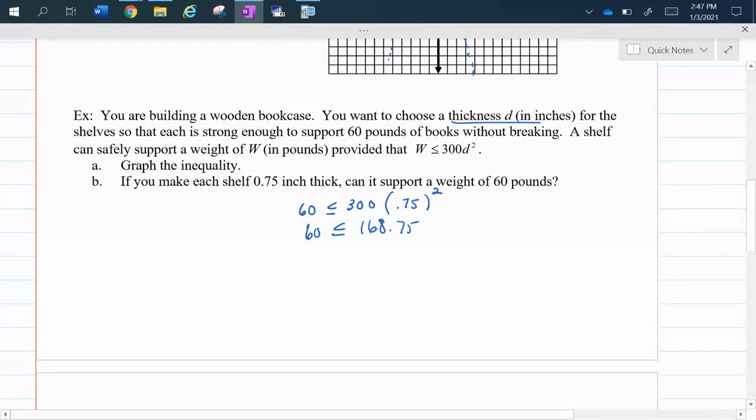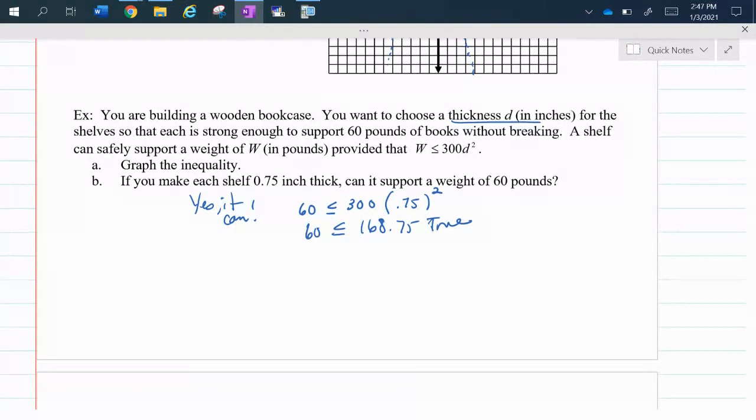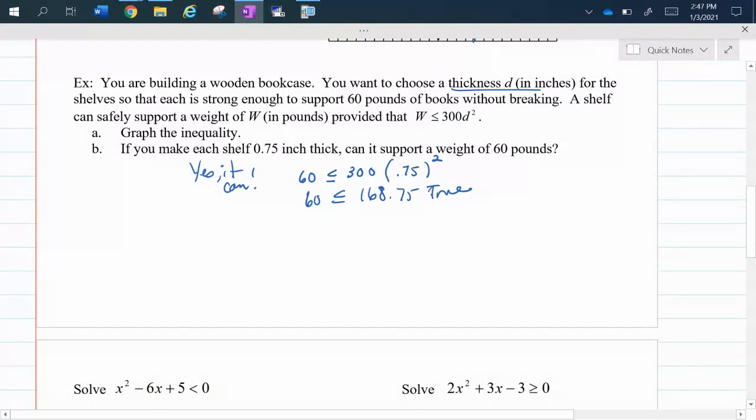And that is definitely a true statement. Therefore, yes, it can. So we just know that if we plug in an ordered pair, if the ordered pair is true, then it is a solution.